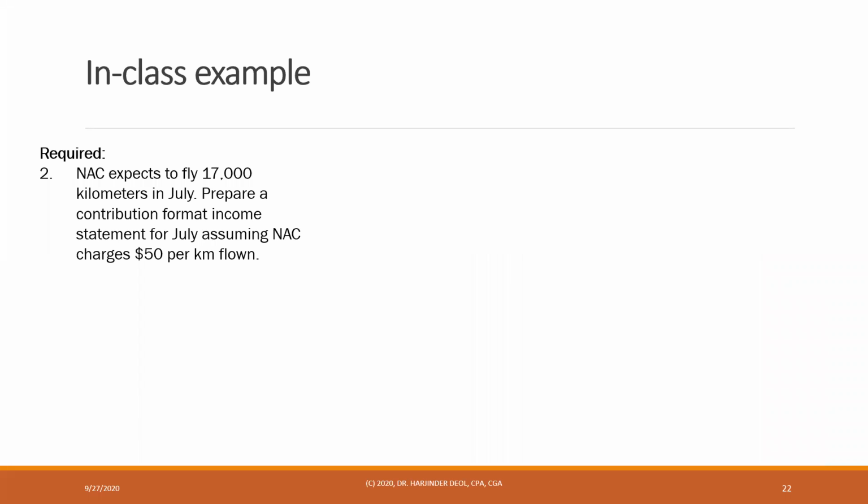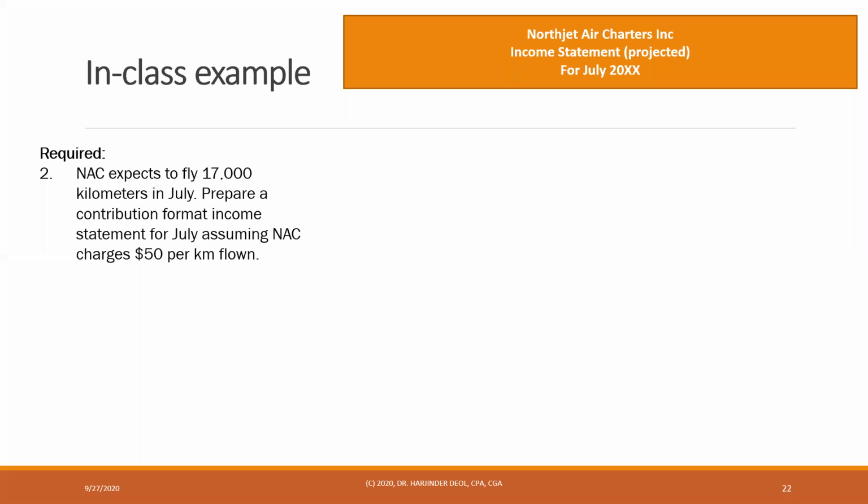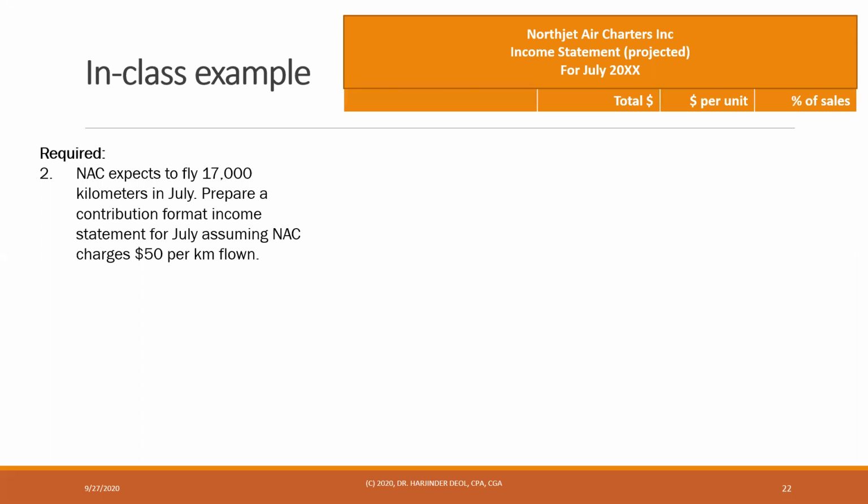So NAC expects to fly 17,000 kilometers in July. Prepare a contribution format income statement for July, assuming NAC charges $50 per kilometer flown. Now, with any financial statement, always a good idea to put in the title, name of the business, name of the income statement, and the time period it represents. Then we are going to have 3 columns in this case, since it is contribution format income statement. So there is a column for total dollar, for per unit cost, as well as percent of sales.